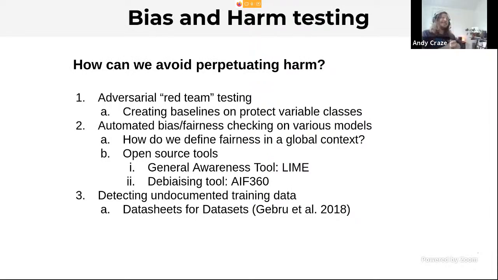And my guess too, and I think this was covered a little bit, is that there's disparate impact. I'm sure there are marginalized identities that we are overlooking, and we don't even know to look for them. So I think we need to create a baseline. And then once we have a baseline on some of these different classes, how can we automate our bias and fairness checking on many of these models?